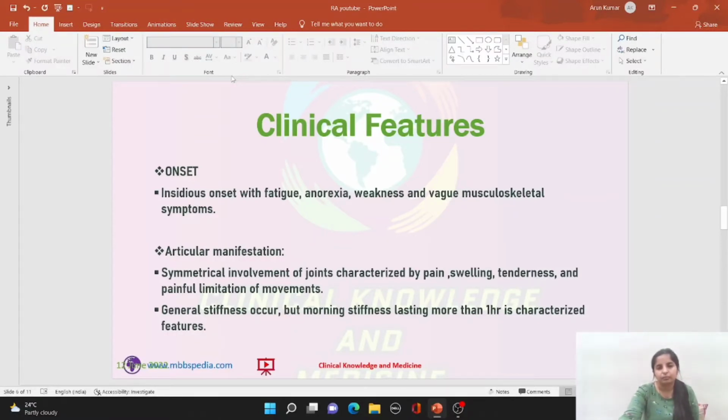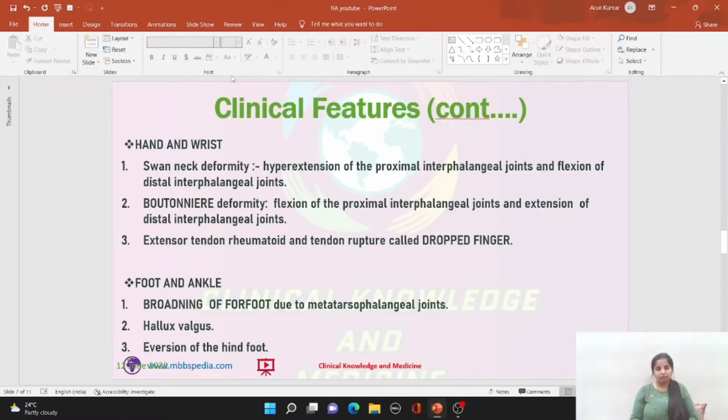And then clinical features of hand and wrist, as I told you earlier, there will be swan neck deformity, Boutonniere deformity, and in swan neck there is hyperextension of PIP and flexion of DIP. In this deformity, second deformity is totally opposite of swan neck deformity.